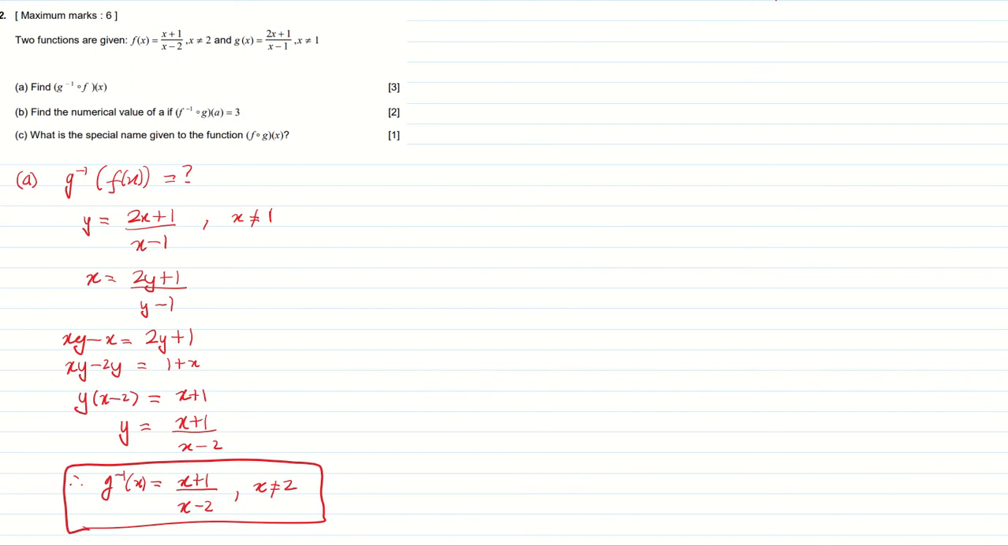Once you get G inverse, now we have to find out G inverse of fx. So I'm writing it here, G inverse of fx. Correct? My fx is x plus 1 over x minus 2. I'll do G inverse of this. I'm writing here only because the screen space is limited. You can write on the next line when you're writing in the paper.